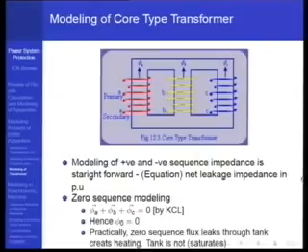Okay, now let's look at the transformer. Again, the transformer is a static device. Positive and negative sequence impedances are identical.